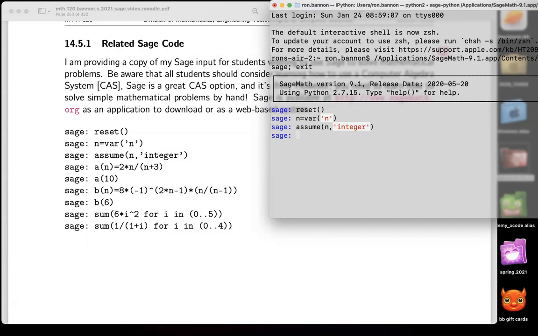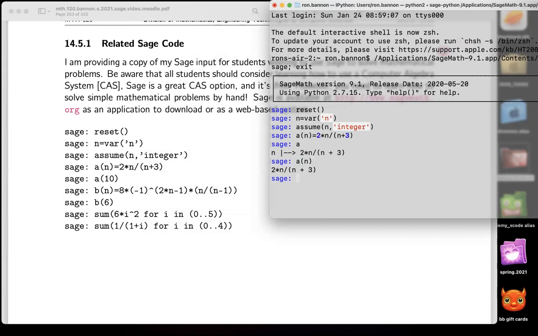All right, so I'm going to define a function a(n), and a is a function of n. What is it? It's twice n divided by n plus 3. Now, if I type a, watch what happens. I see that it says n is assigned. Let me type in a(n). And what does it give me? It gives me the actual function.